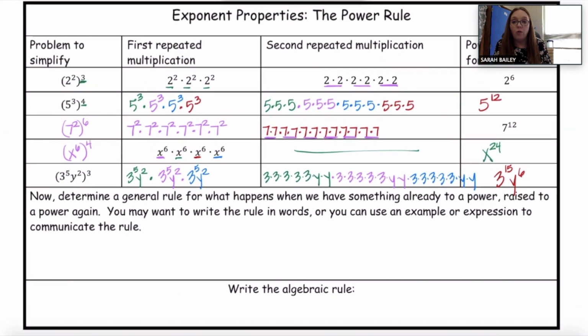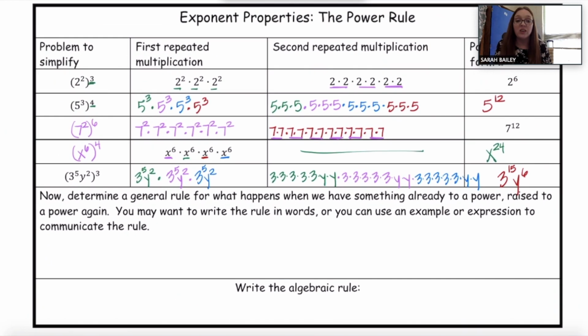All right, so now we've got to come up with the rule, because I'm sure you're not going to do this repeated multiplication every time. So if you'll pay attention to your exponents here and your exponents in your final answers, you should be noticing a pattern here. What is that pattern that you might notice? What are we doing with the exponents? All we're doing, you'll notice, is multiplying the exponents.